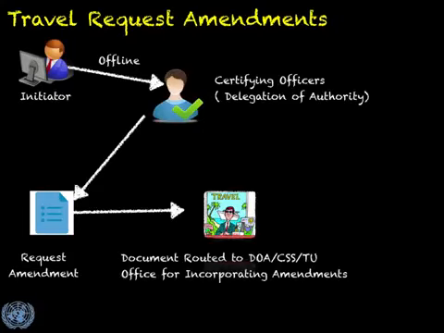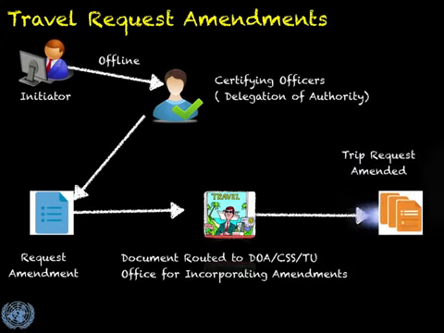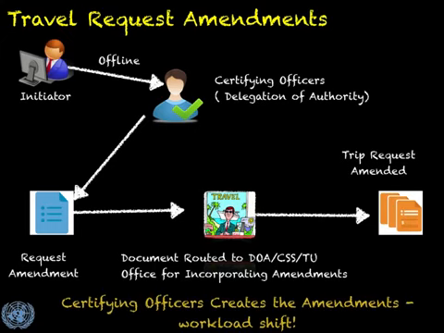Since the certifying officer is creating the amendment, the system understands that this itself constitutes the certification, and it's routed to the travel unit for making the amendments, and the travel request will be amended. The certifying officer creates the amendment. So make sure there is a workflow shift, because the certifying officers currently certify based on the amendments created by the travel administrator. In the new Umoja environment, the certifying officers will be the people responsible for entering the amendment in the system, depending upon the status of the document.